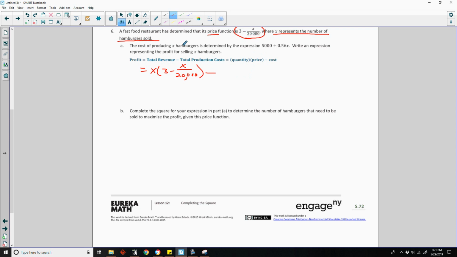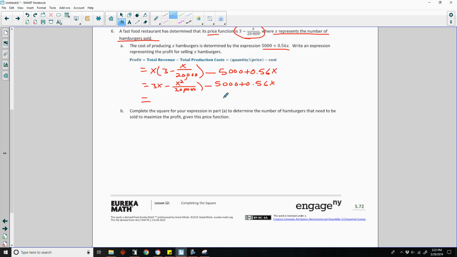And it says the cost of producing the hamburgers is this expression right here. So the cost is going to be 5,000 plus 0.56x. So there's our equation. Now we just need to simplify this by distributing. X times 3 is 3x. X times x over 20,000 is going to be x squared over 20,000, minus 5,000 plus 0.56x. And now I'm going to combine like terms.